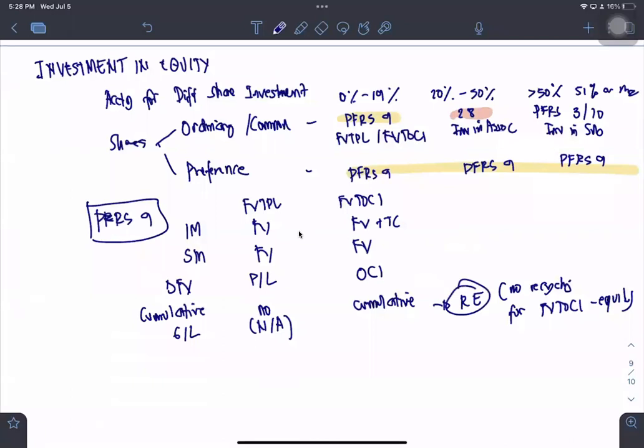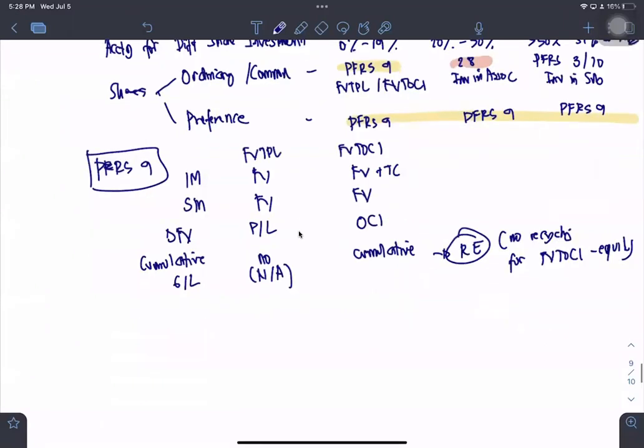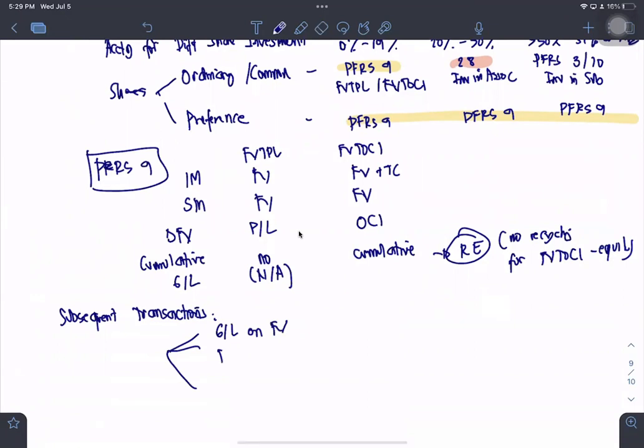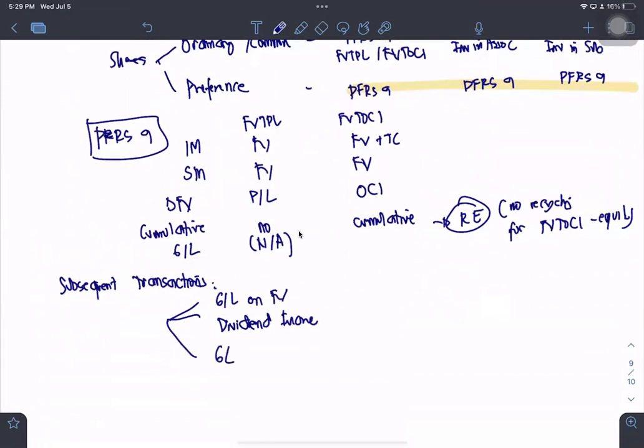Now, after our initial and subsequent measurement, let's go now to your subsequent transactions. Normally, for shares, there are only 3 items that are asked on your subsequent transactions. First, the gains or losses on fair value. Next, any dividend income. Third, we have your gain or loss on sale.